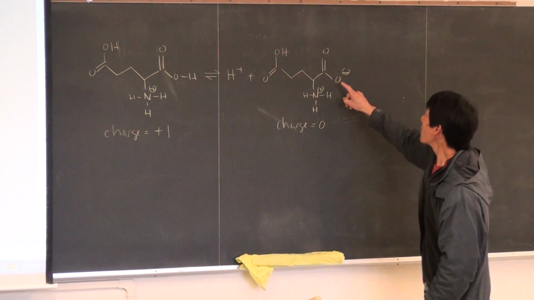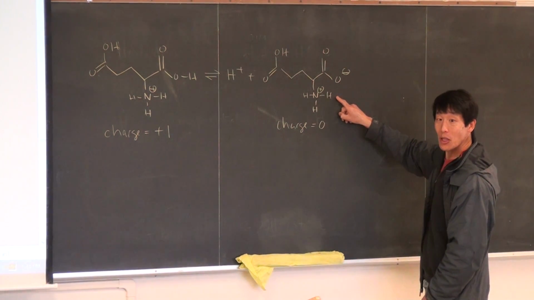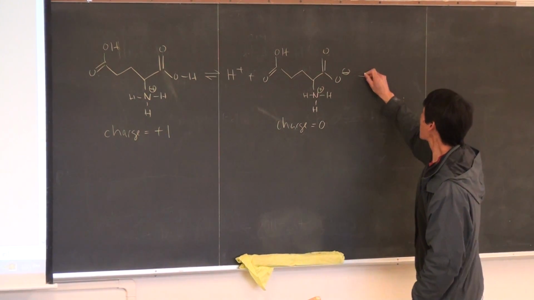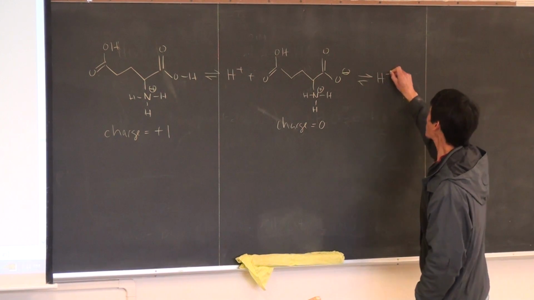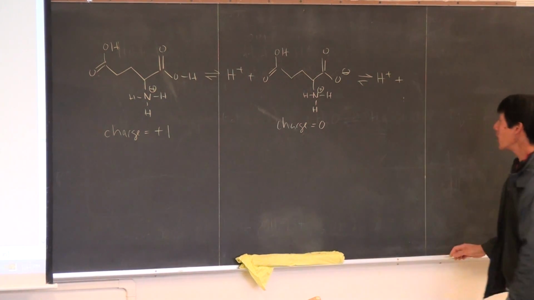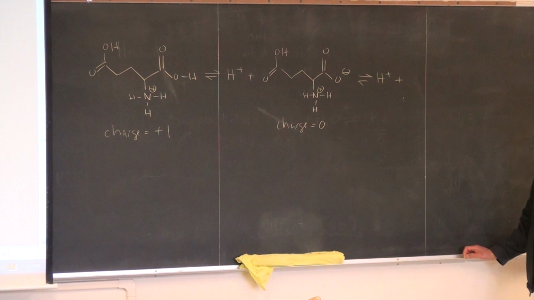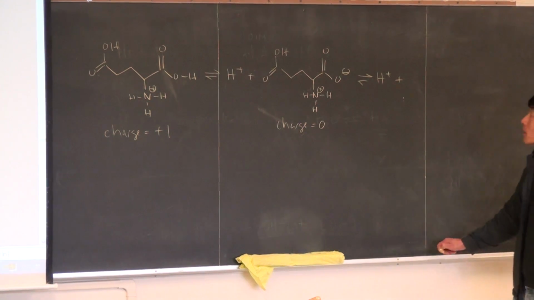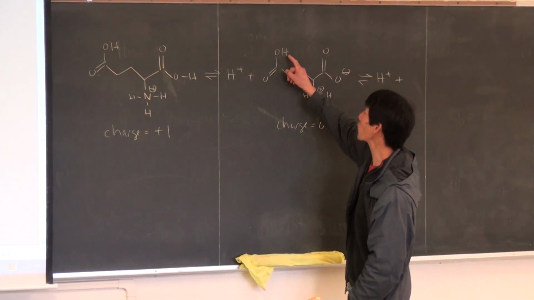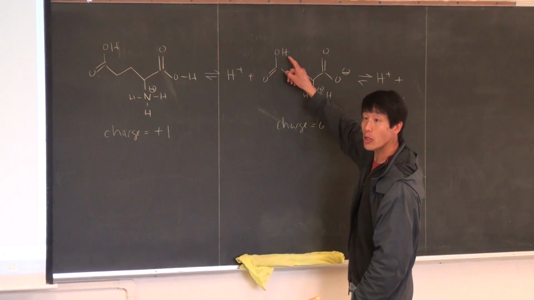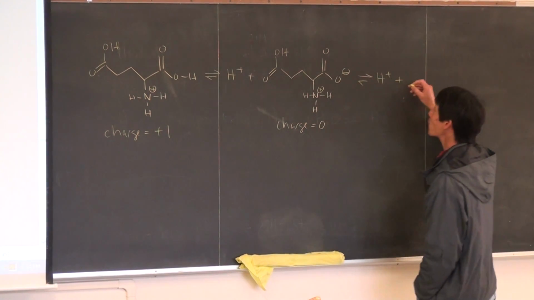So when this substance loses a proton, it's going to form H plus. And what's the structure of the next form of glutamic acid? Yeah, so George says that this H, because this is the second strongest acid, is going to be lost next. So it's going to form this one.